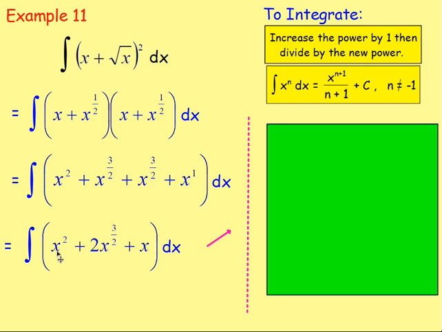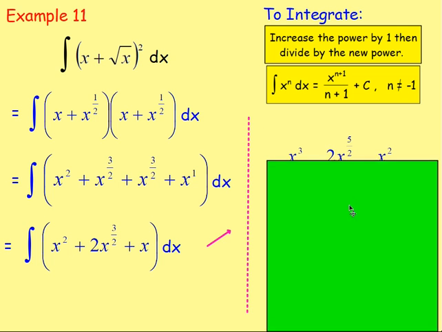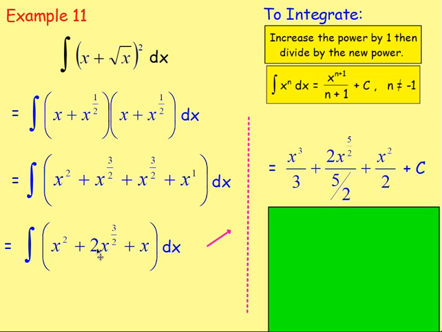So, integrating. Integrate x squared, add 1 to the power, it goes to x to the power of 3, divide it by 3. 2x to the power of 3 over 2, add 1 to the power, so 3 add 2 is 5, so it's 5 over 2. Divide by that new power, remember the 2 would just stay as it is. x is x to the power of 1, so add 1 to the power, it goes to x to the power of 2 over 2. And remember, your plus c. From there, tidy this up a bit. Dividing that by 3, we can't really simplify. Dividing by 2, we can't simplify.